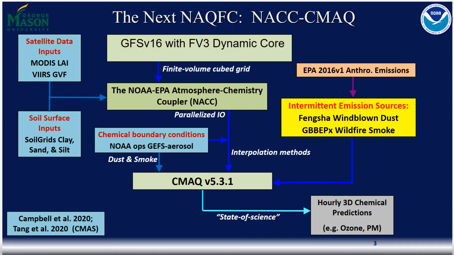We also have updated chemical boundary conditions based on the NOAA GEFS aerosol model to provide dust and smoke at the lateral boundaries. And on the right, we have updated to EPA 2016 anthropogenic emissions, and also include intermittent emission sources developed at NOAA-ARL, such as the FENGSHA windblown dust scheme and GBBEPx wildfire smoke. These are also fed into the CMAQ 5.3.1 system to provide state of science predictions for 72-hour forecasting at NOAA, but also community science applications.